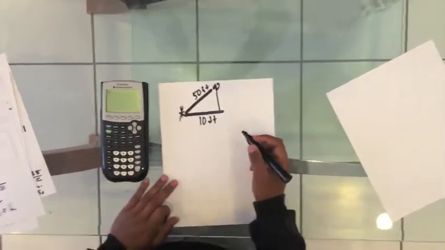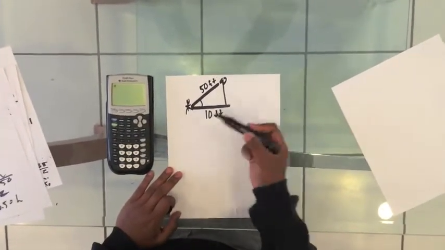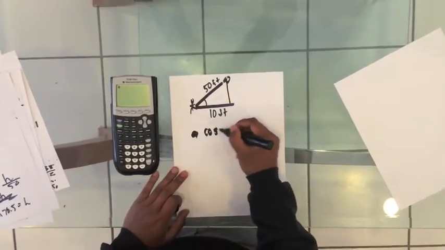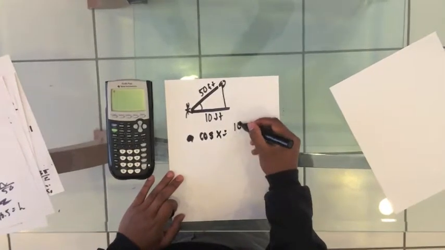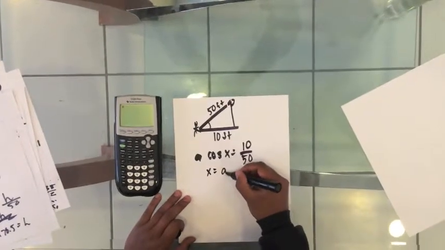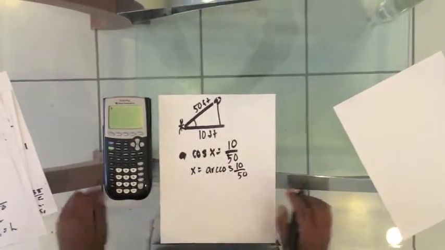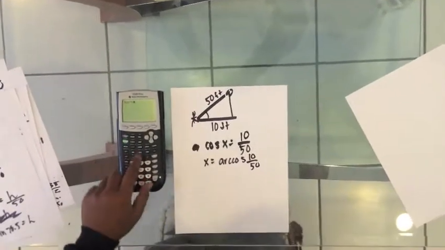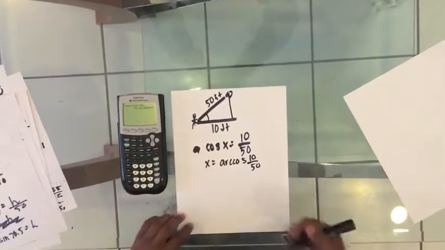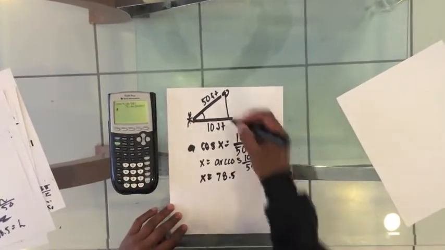So in order to find the height, first we have to find the angle of elevation from Taylor to the tree, which we can find using cosine of x equals 10 over 50, and then you find the arccos of this using calculators. So 10 divided by 50. So you get the angle of elevation would be 78.5 approximately.